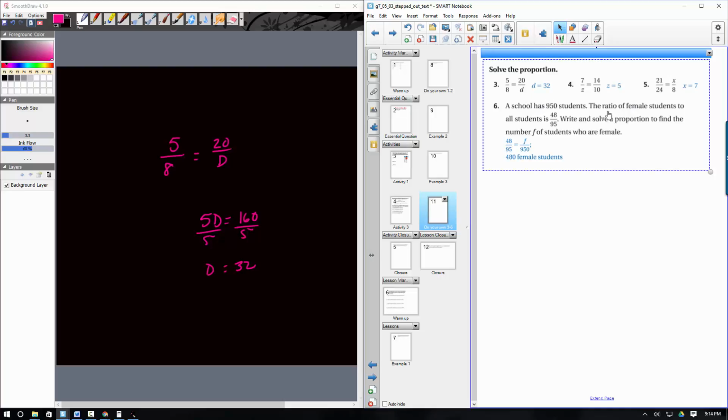And you can do the rest of these as well. And this is how you set them up. So that really is the lesson, and I hope that you understand that we're using the means and extremes property to solve or make these things proportional.